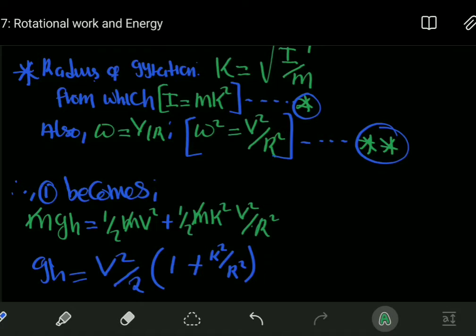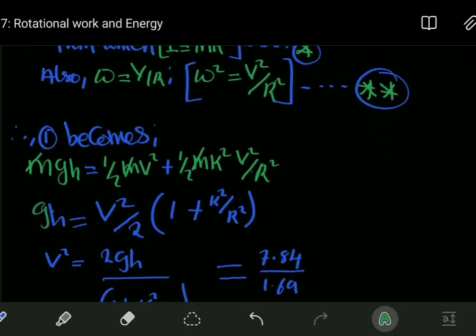Okay, so we are looking for the linear speed, v. So this simply makes our life easier. Notice also that the mass is simply going to cancel out on both sides. So we're going to remain with gh equals v squared over 2 multiplied by 1 plus k squared over r squared, since v squared over 2 is common on the right side, so we simply factor it out. Again, this is just mathematics. You should try to work it out. In case you have any queries or questions, you can always reach out to me on Telegram.